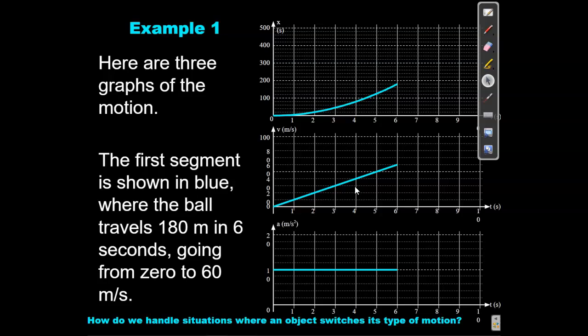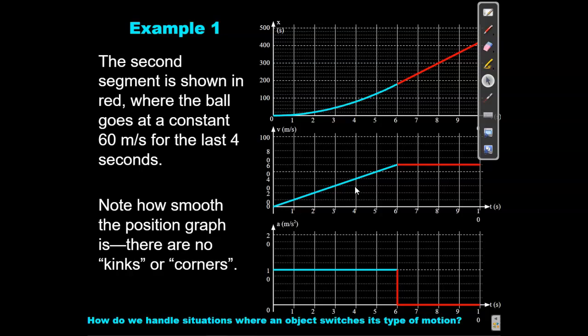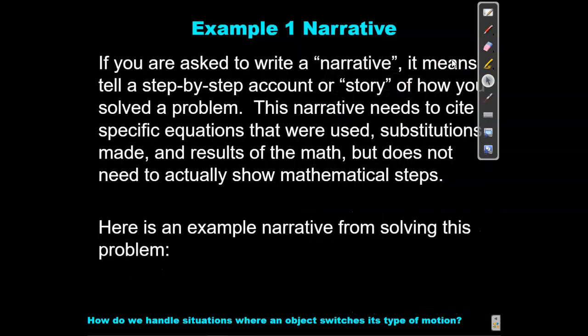Here are 3 graphs of motion. The first segment is shown in blue, where the ball travels 180 meters in 6 seconds, going from 0 to 60 meters per second. The second segment is shown in red, where the ball goes at a constant 60 meters per second for the last 4 seconds. Notice how smooth the position graph is. There are no kinks or corners. It's just a nice, smooth transition.